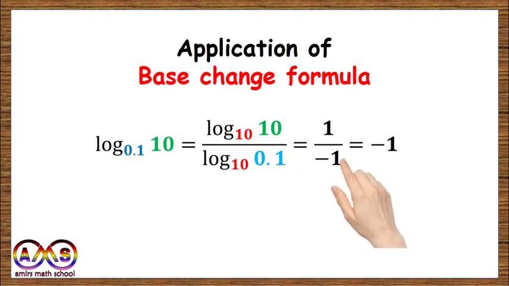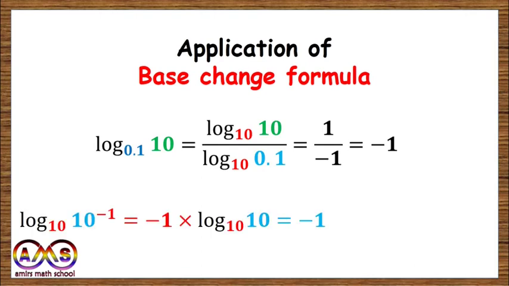How is log 10 base 0.1 equal to minus 1? Because we can write this 0.1 as 10 to the power minus 1. Then this minus 1 we can write in multiplication form, that is minus 1 into log 10 base 10. We know log 10 base 10 is equal to 1, so the final value gives minus 1.